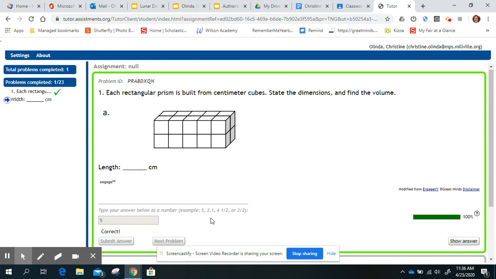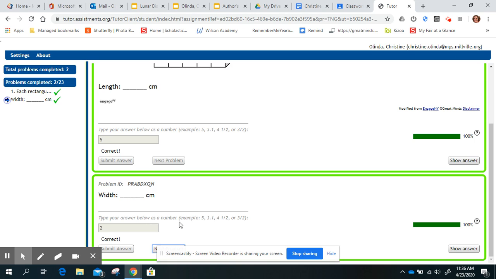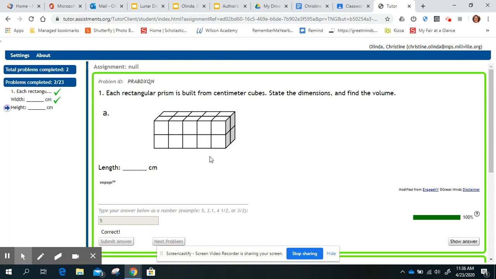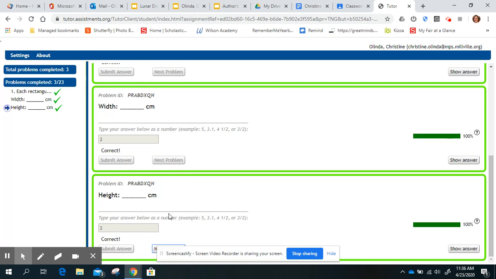What is the width? So the width is how wide it is, and you just count the bottom, and it would be 1, 2. So the width is 2 centimeters wide, and you hit submit, and you don't hit show answer. And next question. And now the height, so I go back and look, how tall is it? And again, it's 2 blocks tall. So I'll type in 2 and hit submit answer. And I got all 3 of those correct, and I need to go to the next question.